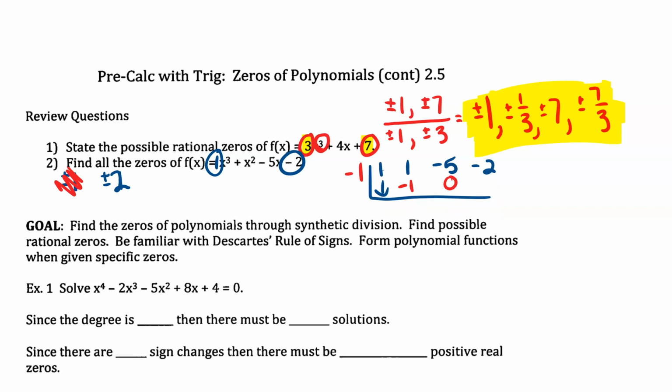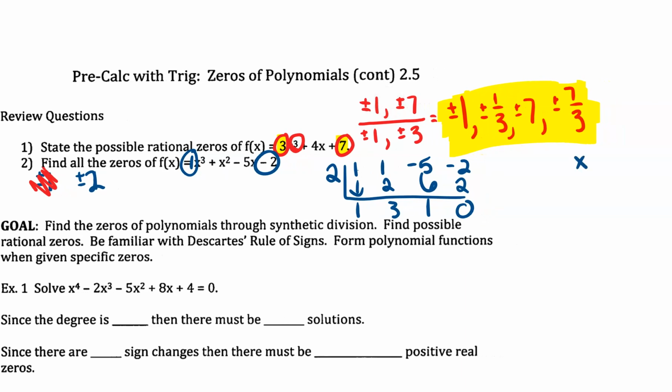So let's try again. Now I'm going to do 2, hoping this works because I don't want to do this 4 times. Multiply, we get 2. Add, we get 3. Multiply, we get 6. Add them, I get 1. Multiply, we get 2. Add, we get 0, which is awesome. That means +2 is one of the zeros, so x equals 2 is a solution. What we have left is a polynomial to the 2nd degree that we can try and factor to solve.